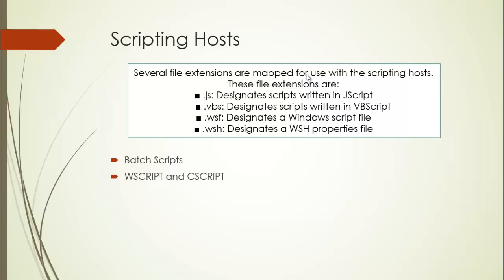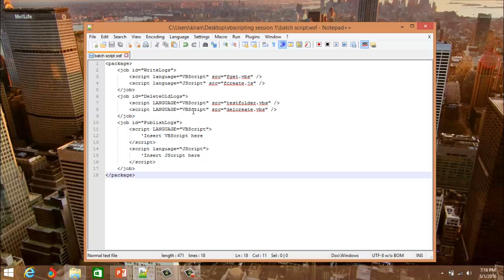WSH is a properties file for Windows script file. A limitation of .js and .vbs files is that they can contain only JScript or VBScript statements respectively, and you cannot mix and match. This is where .wsf files come into the picture, or what I call batch scripts. These batch scripts can combine multiple types of scripts and can also include libraries containing constants. This is an example of a batch script. Batch scripts contain markup tags that identify the elements within them, such as individual jobs and the scripting language being used. These markup tags are defined as XML elements, extensible markup language elements.